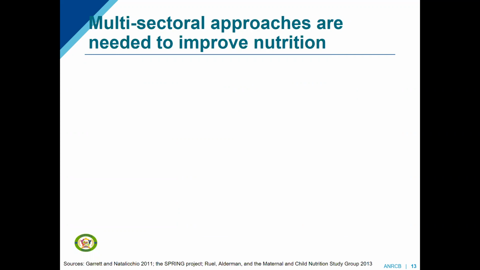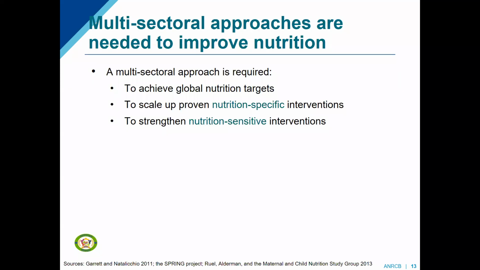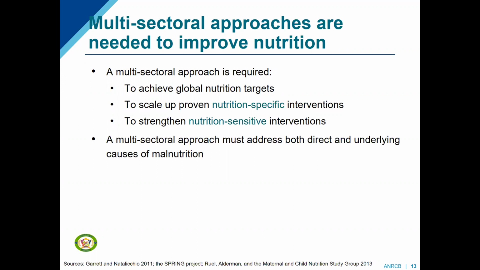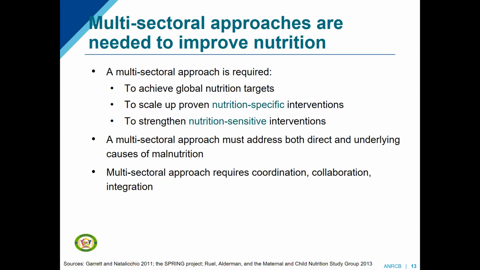As I mentioned earlier, multi-sectoral approaches are critical for improving nutrition. Specifically, we need approaches to achieve global nutrition targets, to scale up evidence-based nutrition-specific interventions, and to strengthen nutrition-sensitive interventions. By doing this, a multi-sectoral approach will address both the direct and underlying causes of malnutrition. To be successful, it's important to have coordination, collaboration, and integration among parties and sectors.